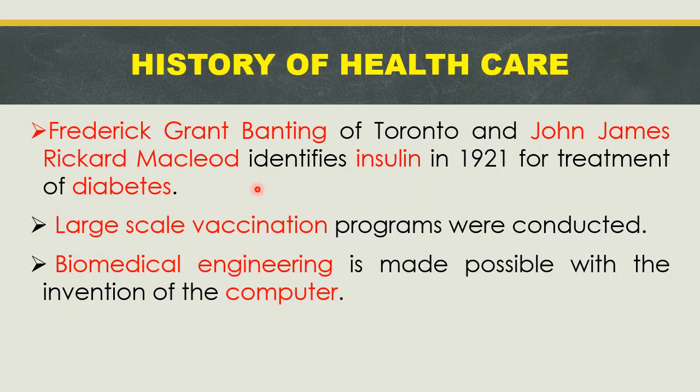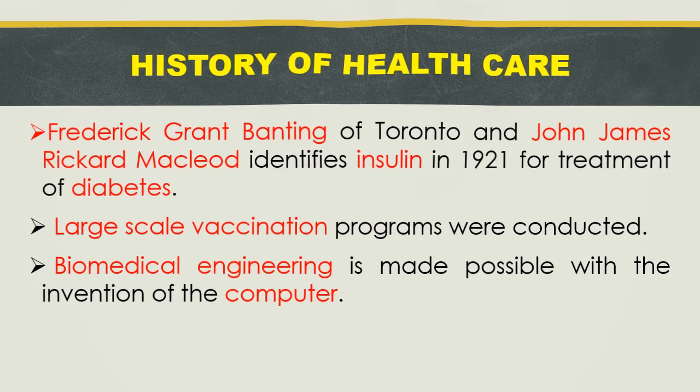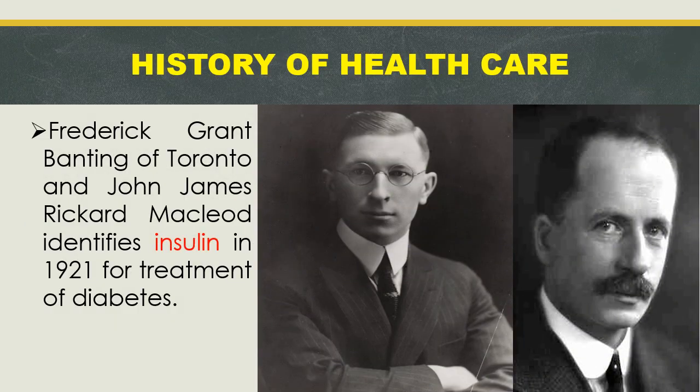So Frederick Grant Banting of Toronto and John James Rickard Macleod identified insulin in 1921 for the treatment of diabetes. So they discovered insulin. Then, large-scale vaccination programs were conducted during the 20th century. Biomedical engineering is made possible with the invention of the computer. So this is Frederick Grant Banting and John James Rickard Macleod.